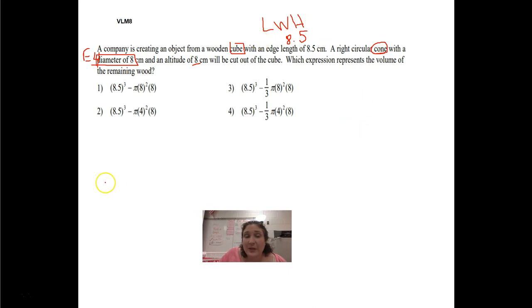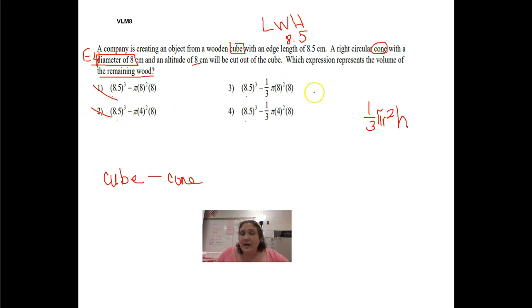Basically all you're doing is taking a cube and subtracting, oh, and it says the remaining wood. So you're going to take the cube and subtract the cone. We know that 8.5 cubed is going to be our starting point, which makes sense because all these answers have 8.5 cubed. It says cone, so if we look at our formula sheet, the formula is 1/3 pi r squared height. So we can eliminate 1 and 2 and not even consider them because they don't have 1/3 in them.